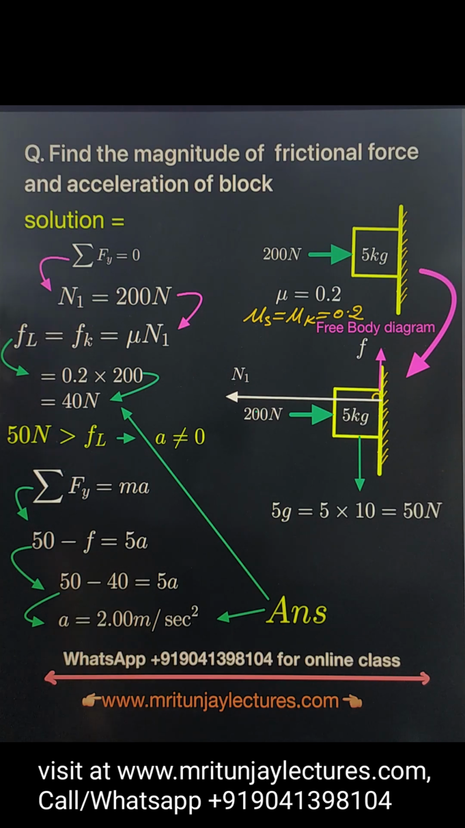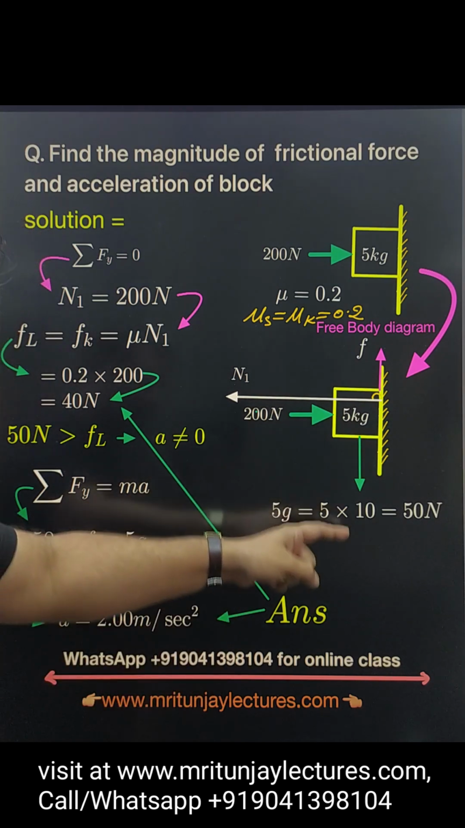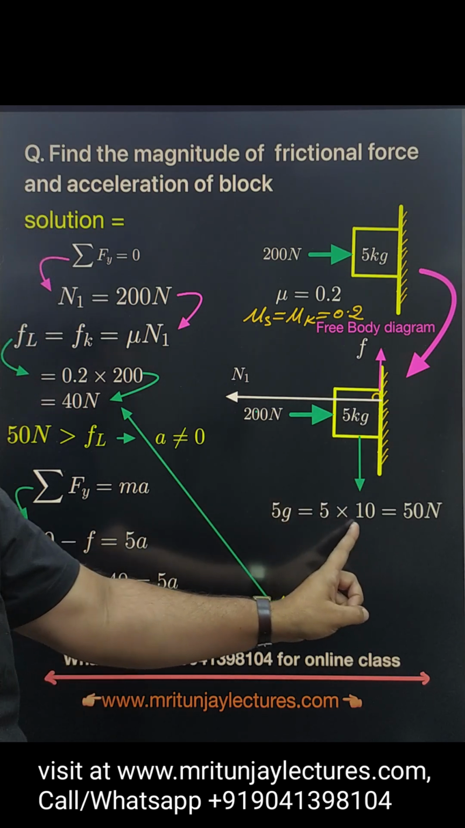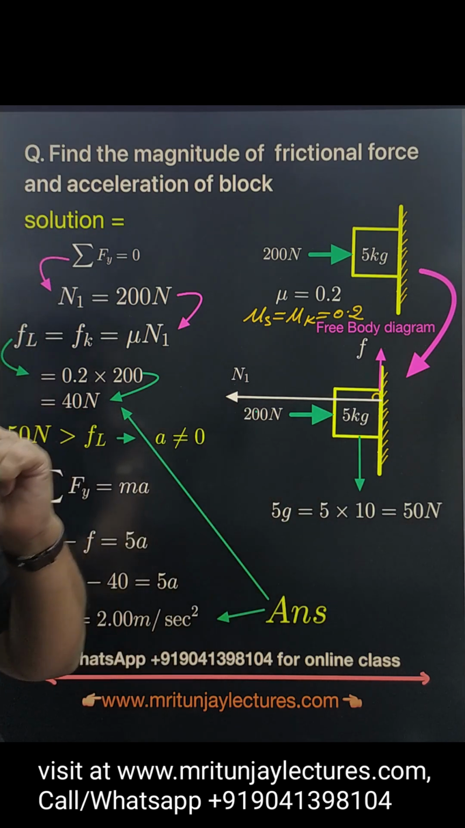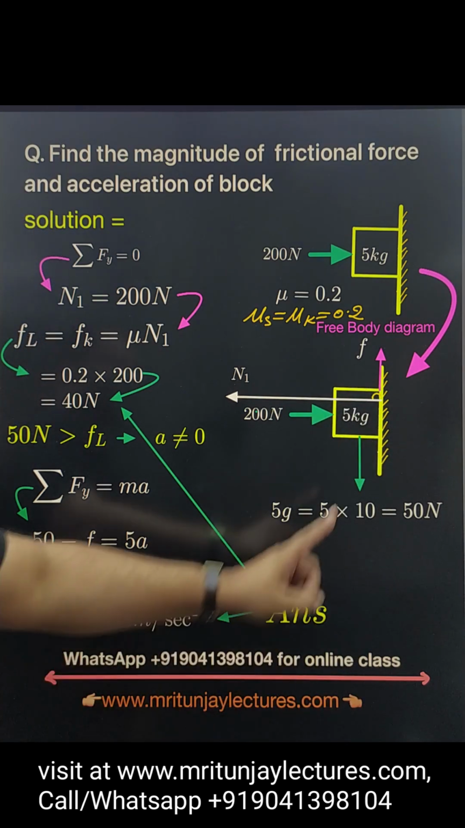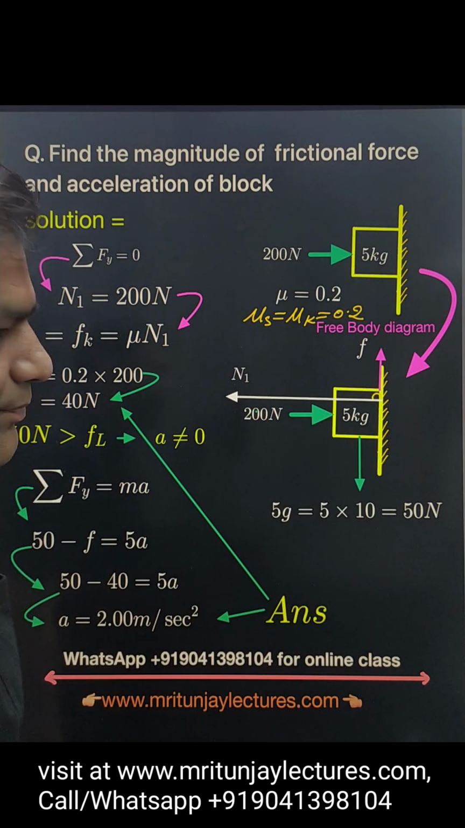Now the second one, weight always acts downward, so 5 into g. If g is taken as 10, so 5 into 10, this is equal to 50 Newton. Represent that like that one. Frictional force always acts opposite to the motion, okay. So frictional force works in this direction.